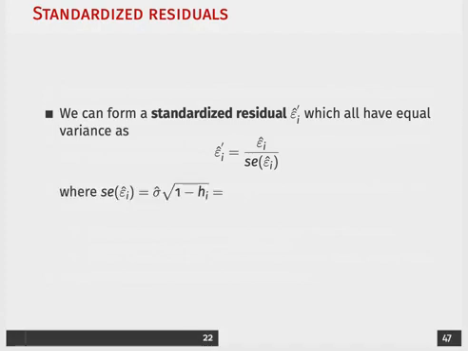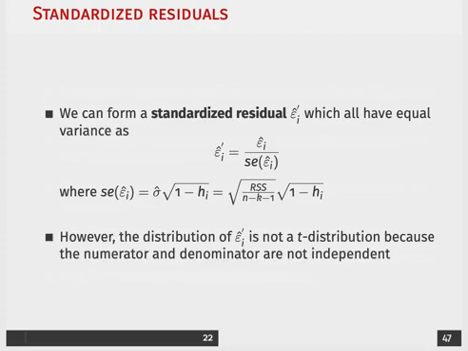So the standard error of our residuals is going to be our estimate of sigma times the square root of 1 minus the hat value for each observation. In case you're curious, remembering sigma, our estimate for that is the square root of our residual sum of squares over the number of observations minus the number of predictors minus 1, and again, times the square root of 1 minus the hat value.